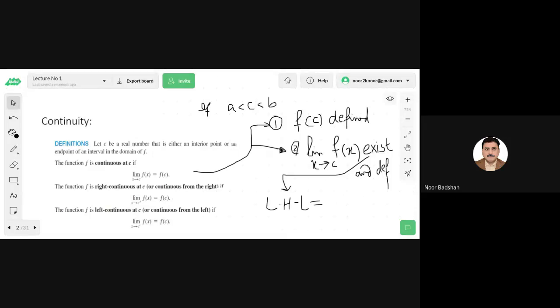And then the third condition is what we have here. Value in part 1 should be same as value in part 2. If a function is satisfying all these 3 conditions at an interior point C, we say that function is continuous at the given point C.